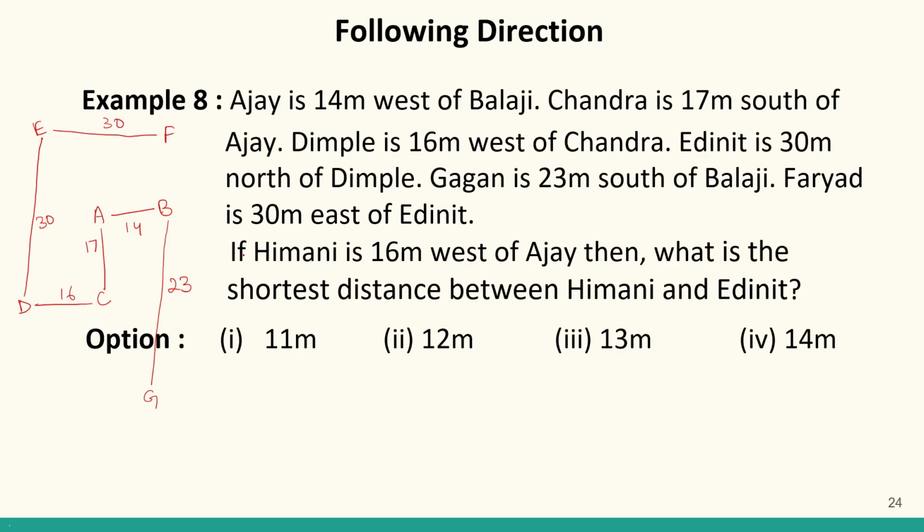This is the diagram. If Himani is 16 meter west of Ajay, so Himani will be 16 meter west. Himani will fall in this line. This is the same distance. Himani will be somewhere over here. Then what is the shortest distance between Himani and Edenit? So this we have to find out. So this complete distance ED was equal to 30. Now we have to find out EH. HD we already know is 17. Over here we can see this distance and this distance will be equal. So here we'll get 13 as the correct answer. So our answer will be option number 3, 13.